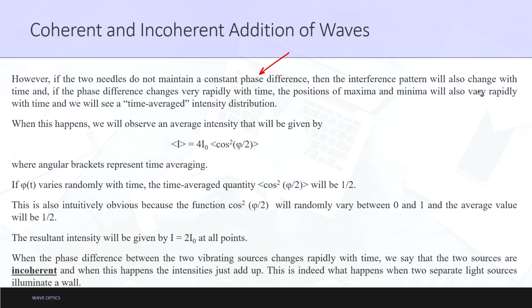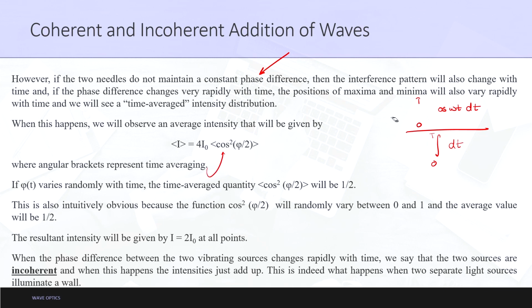It is nothing but, let us suppose we need to find out the value of time averaging for cos, then it will be nothing but integration of 0 to T cos of omega t dt upon integration 0 to T dt. This is nothing but known as time averaging. So, when this happens, we will observe an average intensity that will be given by I is equal to 4 I naught cos square phi by 2, where angular brackets represent time averaging.